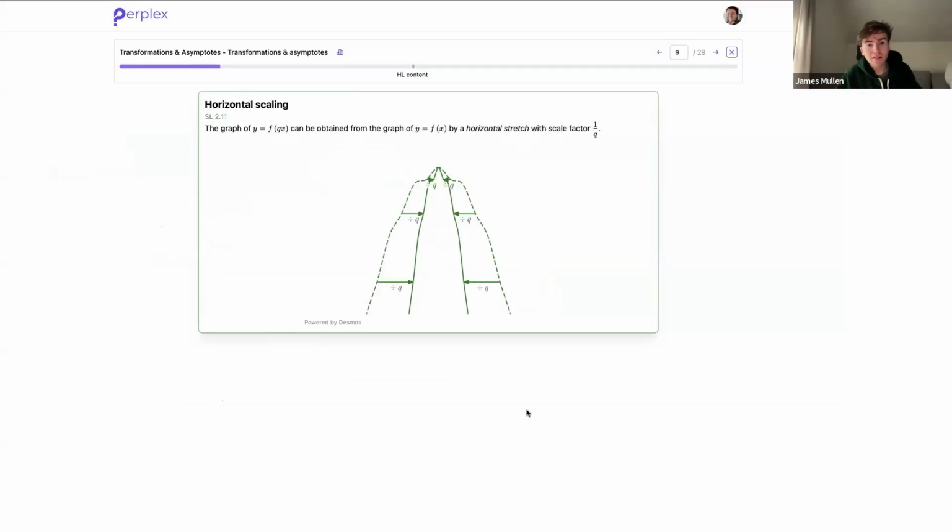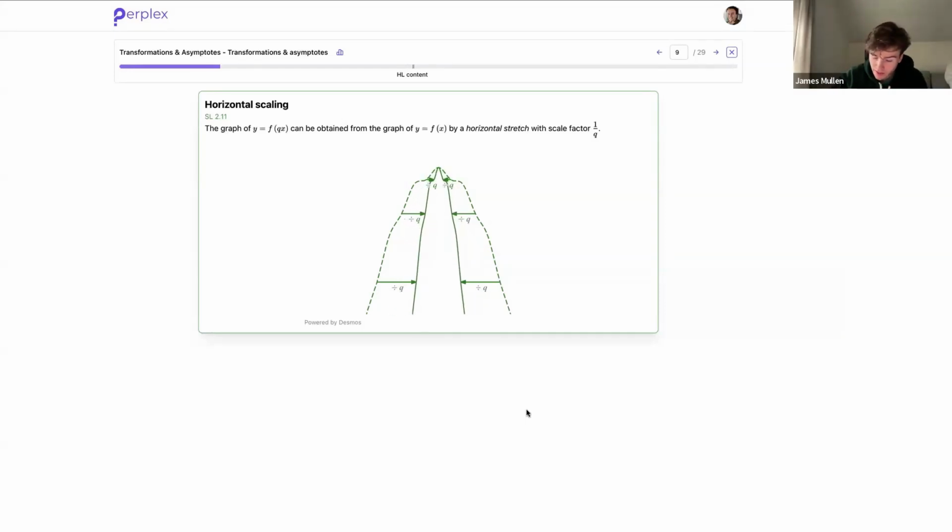Now, horizontal scaling. So if I'm graphing y is equal to f of qx, then what I'm going to be doing is a horizontal stretch or a horizontal scale by factor 1 over q. So what does that look like? You can look at this image here. I'm graphing f of qx in green and then f of x as the dotted line. As q gets bigger, you see that the function is being more and more compressed, and I'm saying compressed here. You can use it if you want, but that's equivalent to scaling by 1 over q, because compression is the opposite of stretching. So you can just describe this as a scale with factor 1 over q.